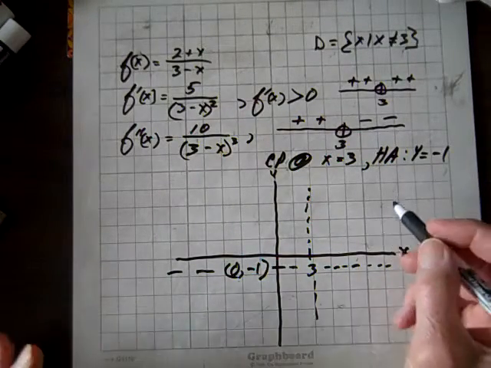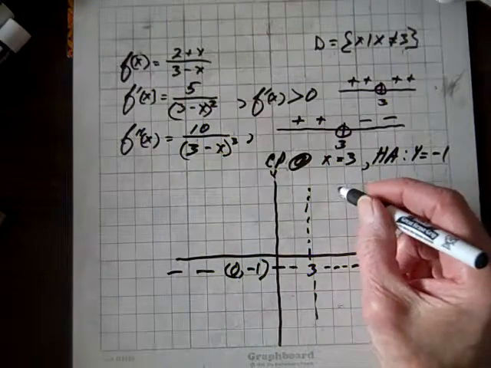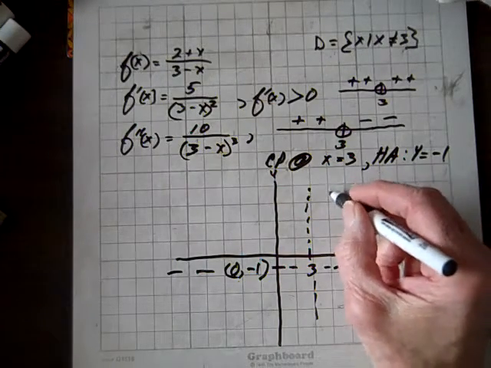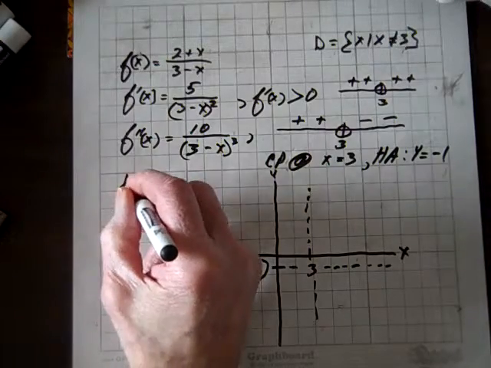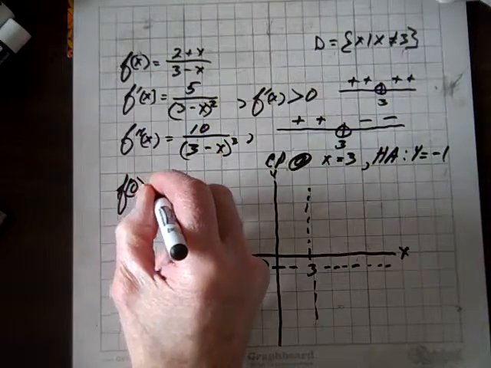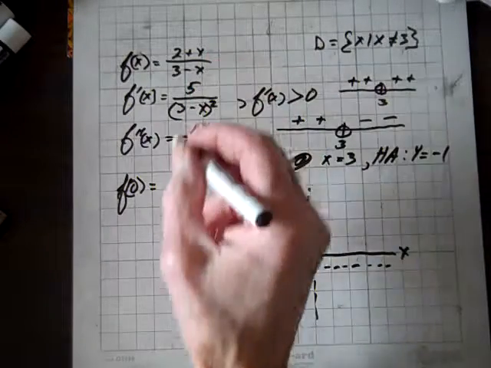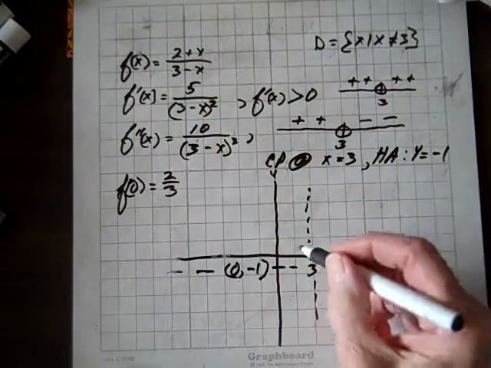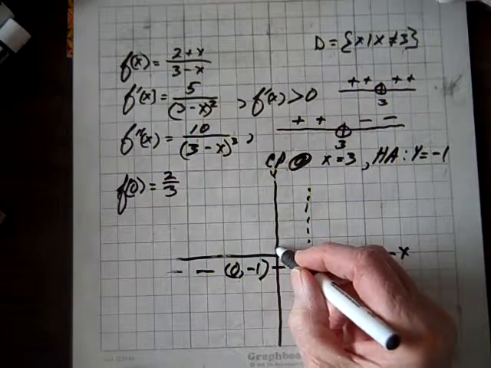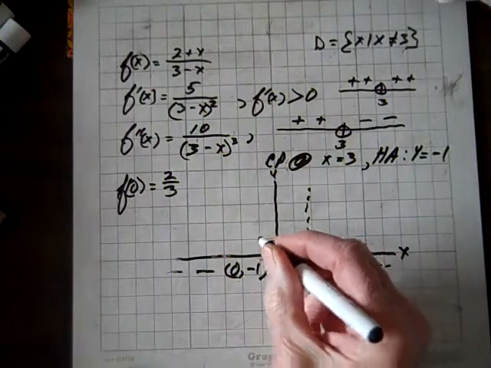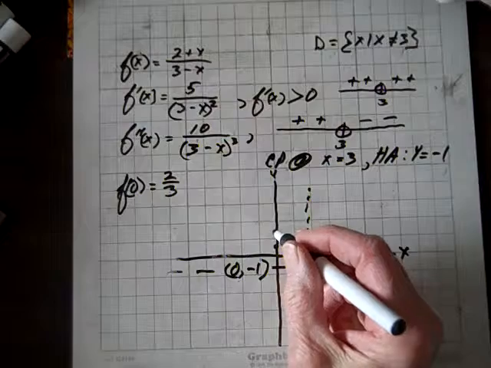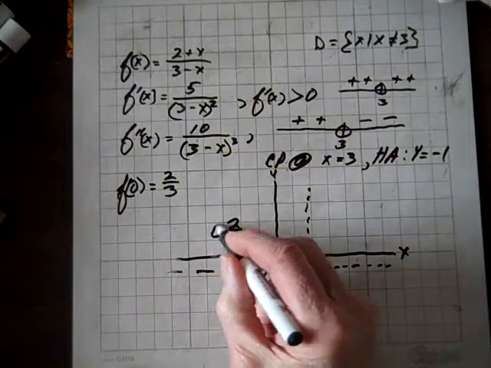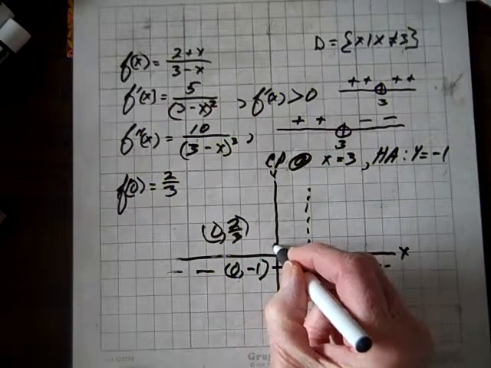And now let's find what the y-intercept is, and that'll tell the tale as to how to graph it. So we'll look at f of 0 equals, and letting x be 0 in each case, we get 2/3. So 2/3 is about right there, and I'll just call that 0, 2/3. And that's that point right there.